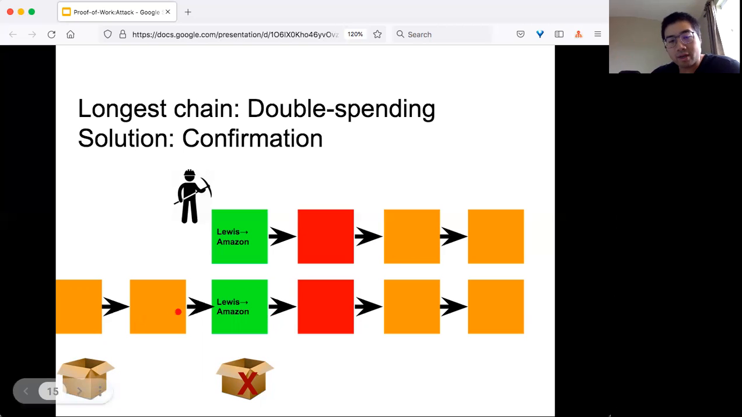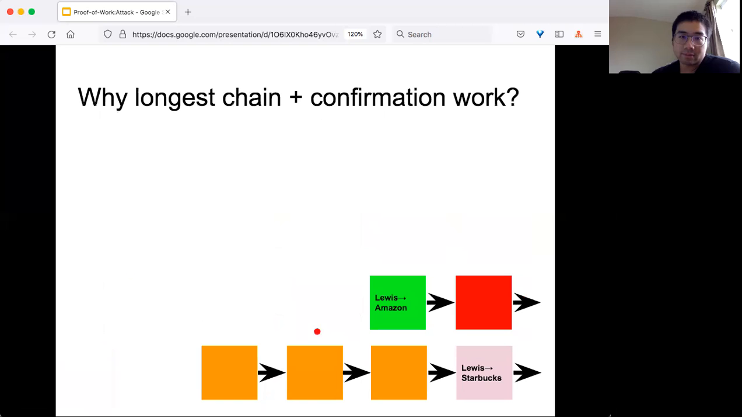In general, the more blocks you wait for after this green block, the more certain it is that this green block will never be overwritten, because that's how the longest chain works. Now let's look in more detail at why this longest chain plus confirmation works. This is in fact the original analysis in the Bitcoin white paper.